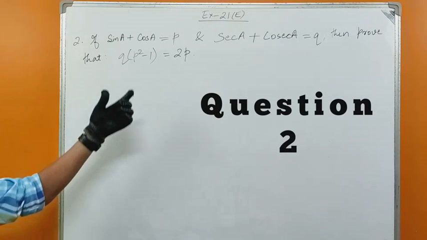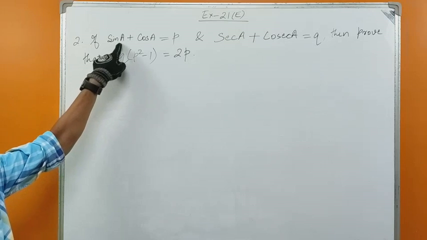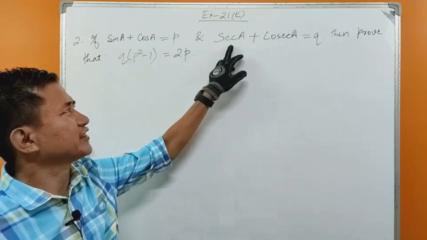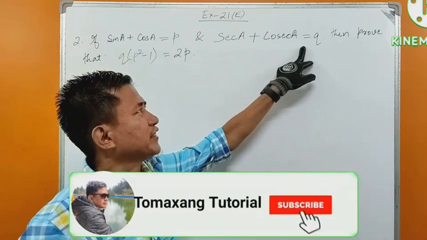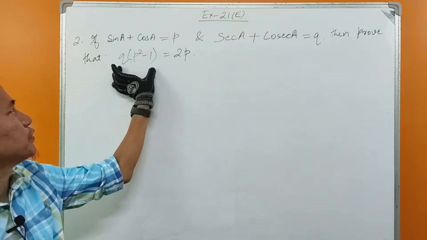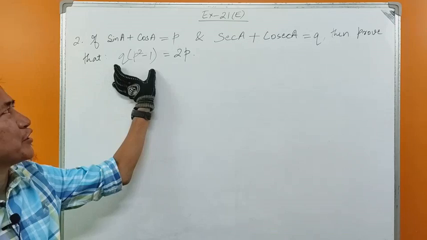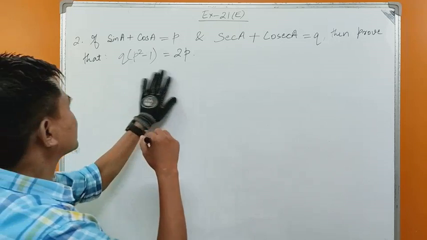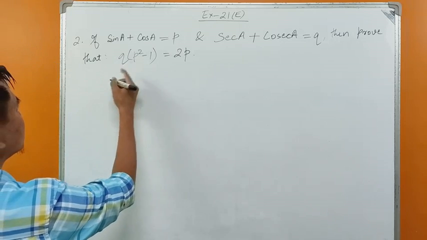So in question number 2 we have two conditions. Condition 1 is sin A plus cos A equals P, and the second condition is sec A plus cosec A equals Q. These two are the given conditions, and we are asked to prove that Q into P square minus 1 equals 2P. So let's begin. Let's copy the left hand side of this equation.